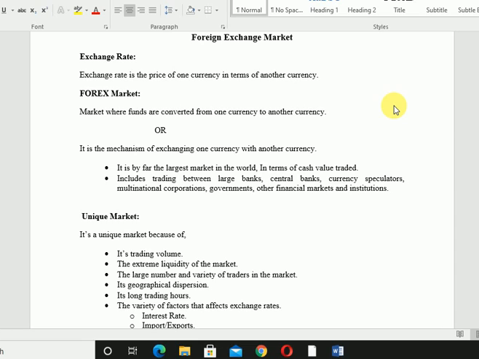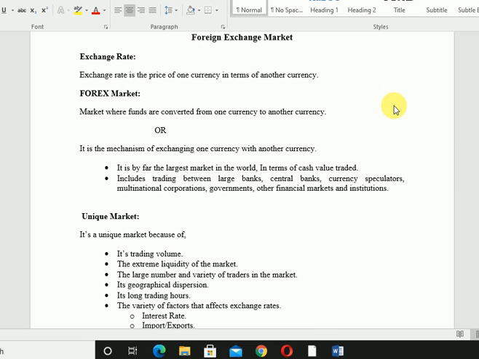Exchange rate is that rate at which one country's currency is convertible into another country's currency, or exchange rate is the price of one country's currency in terms of another country's currency. So that rate is called exchange rate.